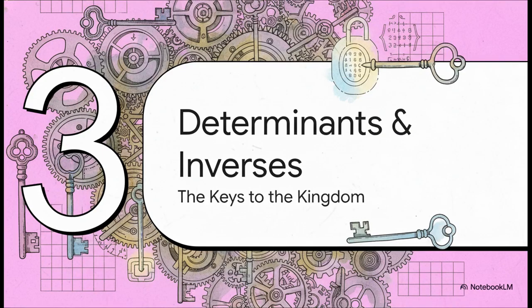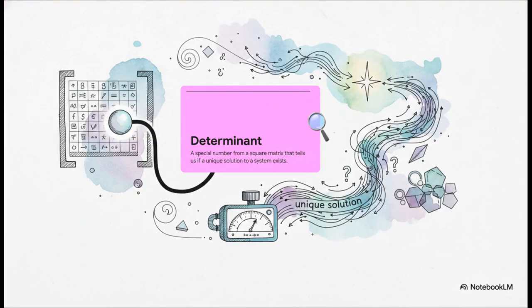All right, next up we're diving into two of the absolute most powerful ideas in matrix algebra, determinants and inverses. Seriously, think of these as the keys to the kingdom. They're the tools that unlock what matrices can really do. The determinant, it's just a single number that you calculate from a matrix. But this one number tells you a ton about your system. Before you do any other work, you can calculate this number and find out if your problem even has a unique solution. It's an incredible diagnostic tool.